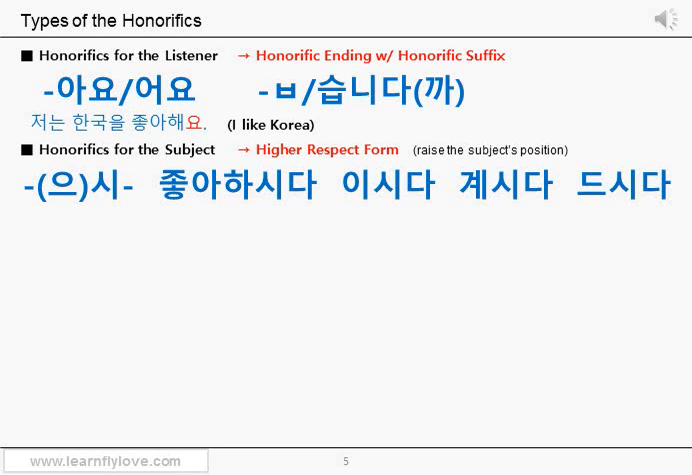Therefore, you don't use a higher respect form when the subject is I. You don't raise your position for yourself in Korean. Of course, you can do that when you make a joke or sound crazy by raising your position, but you don't do that normally.